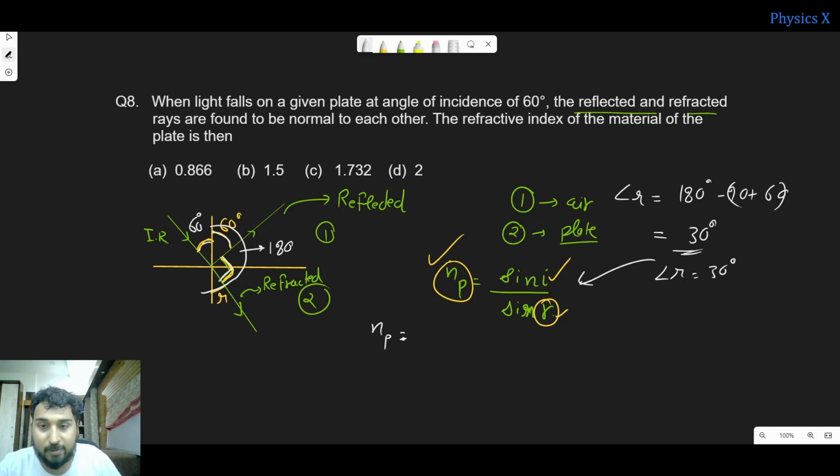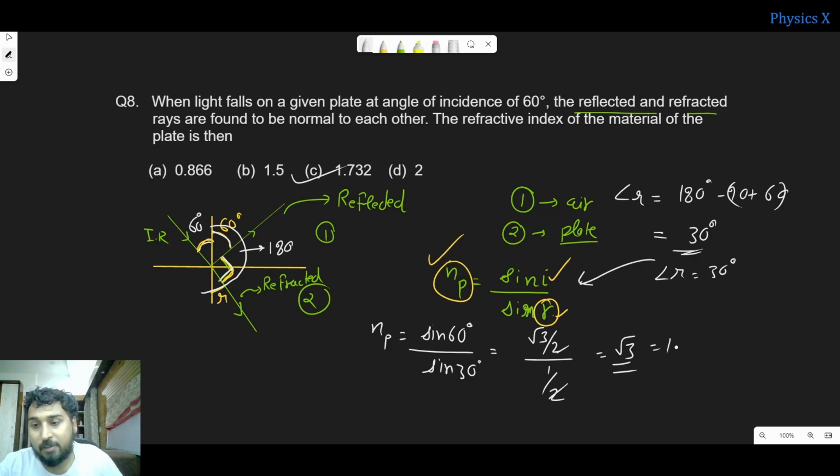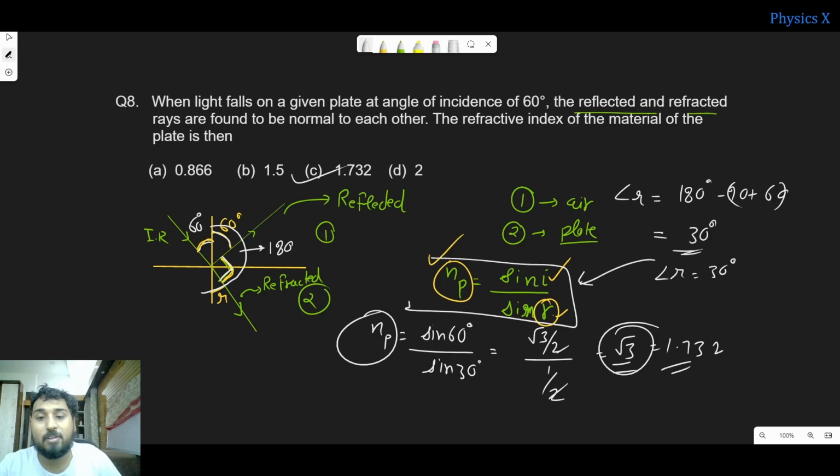So NP is what? Sin i means sin 60 degree. And sin r is what? Sin 30 degree. So root 3 by 2 is nothing but your sin 60 degree, and sin 30 degree is 1 by 2. So these two halves cancel out. We will be left with 1.732 as the answer, because root 3 is 1.732. So what is the refractive index of the plate? It is 1.732.